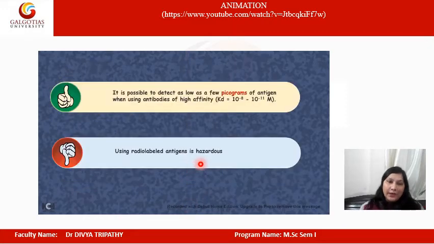So let's look at the upside and the downside of this process. It is a very sensitive process, and it is possible to detect as little as a few picograms of antigen, provided your antibody is super good. But the downside is that it uses radioactive materials, which could be hazardous.